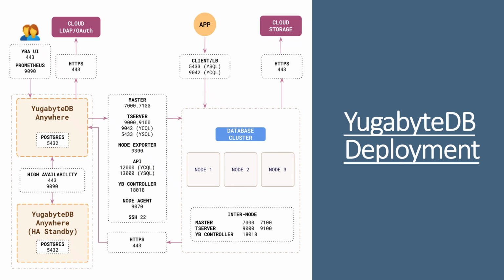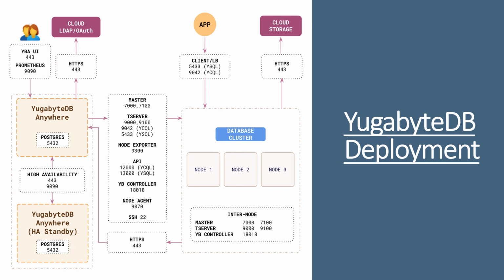And then there is a node exporter process which runs on the nodes, which typically gathers all the metrics and sends them to the YBA platform. For that it needs port 9300. And then for APIs to consume the metrics and all, you need to open ports 12000 and 13000. The YB controller has 18018 and the node agent 9070, and to SSH from the YBA you need to have SSH port 22 open. And from the nodes to the YBA you need to have port 443 open.